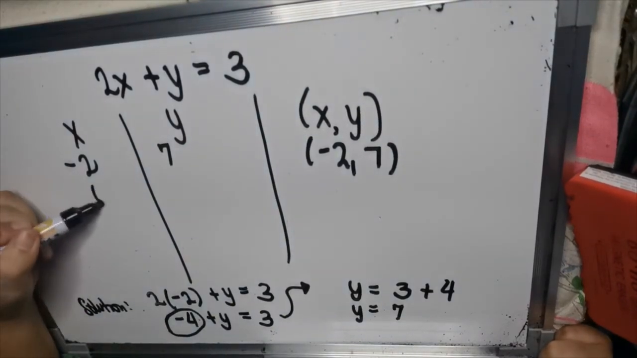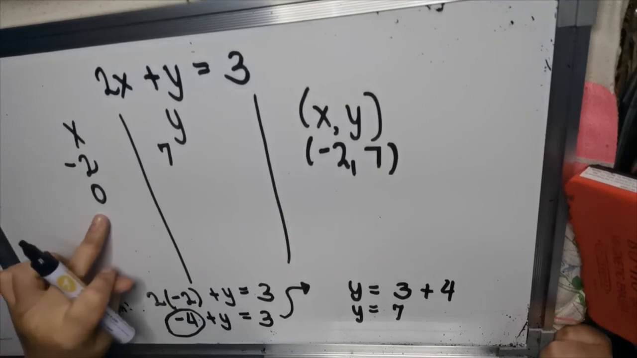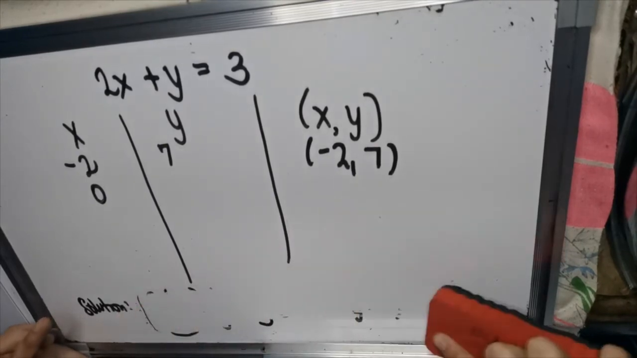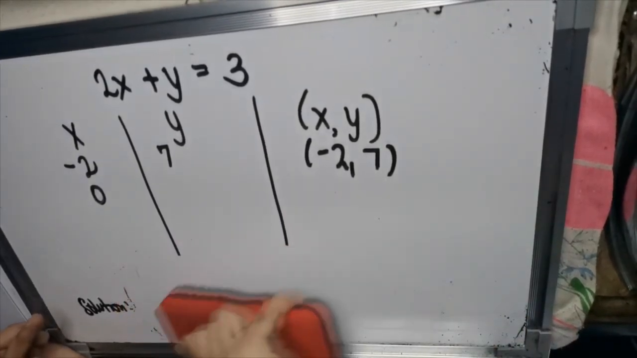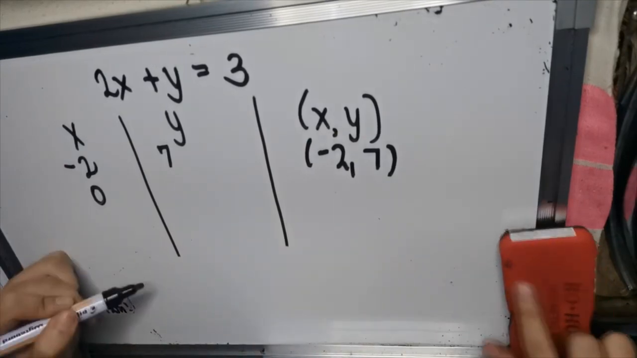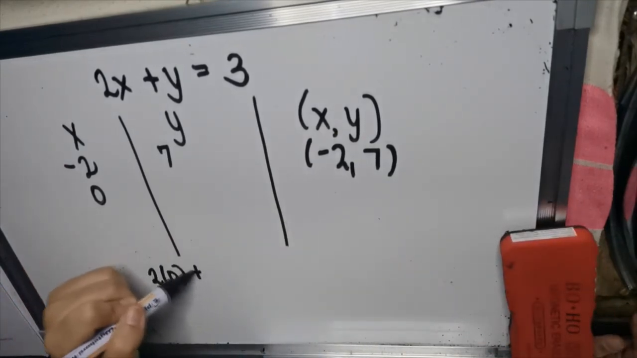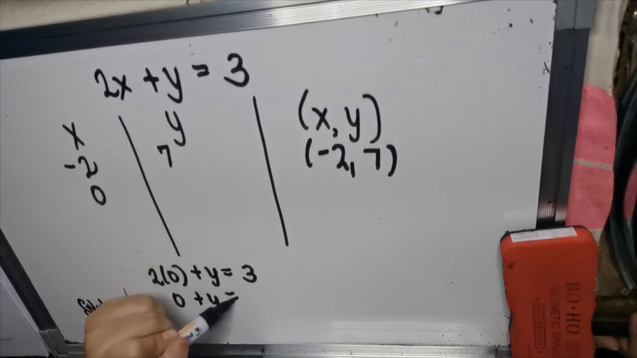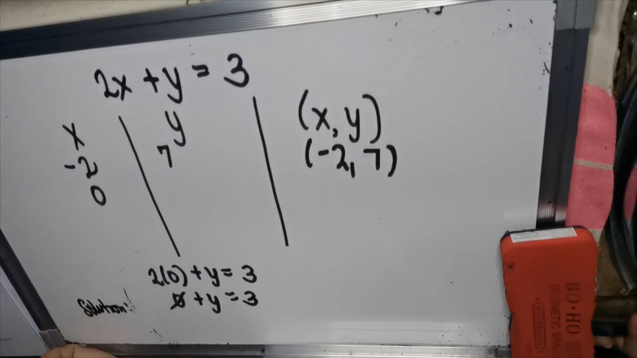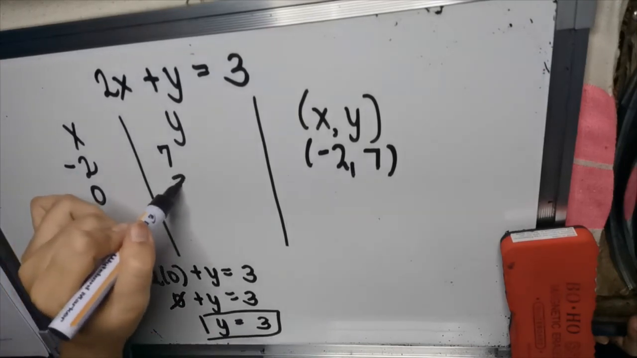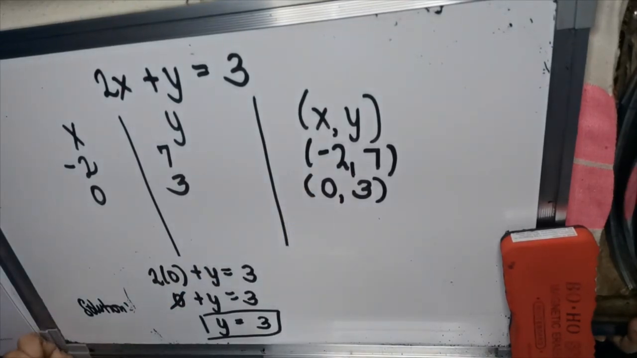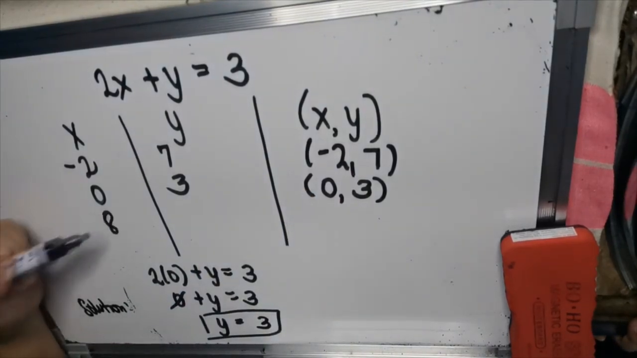Next, we have here 0. What if your x is 0? Substitute lang natin sa ating x palagi. We have here 2 times 0 plus y is 3. So, 2 times 0 is 0. Then, cancel na natin 0 naman yan. Therefore, y is 3. So, this will be 0, 3. Nagigets ba?